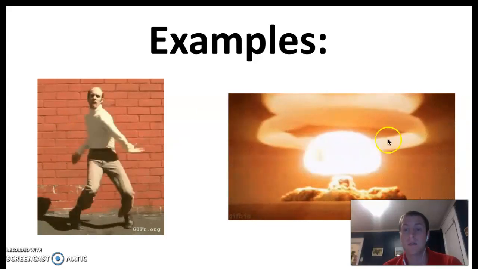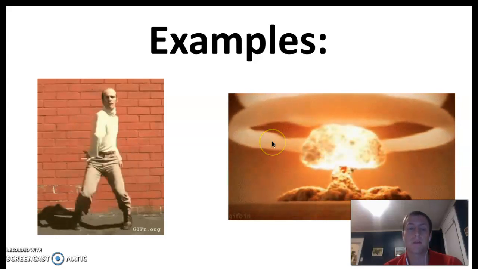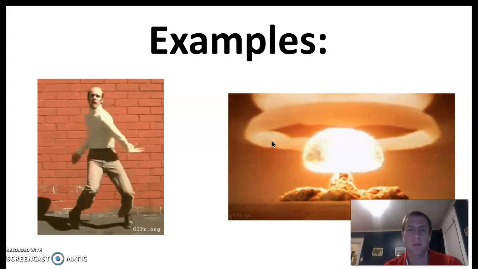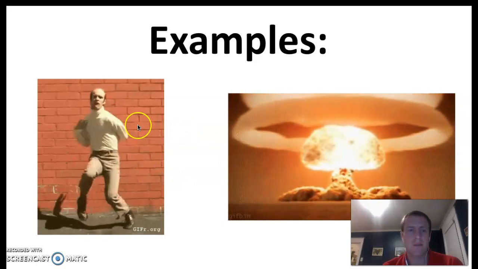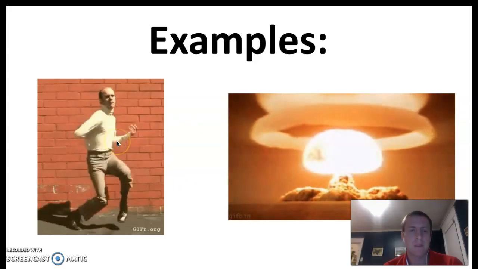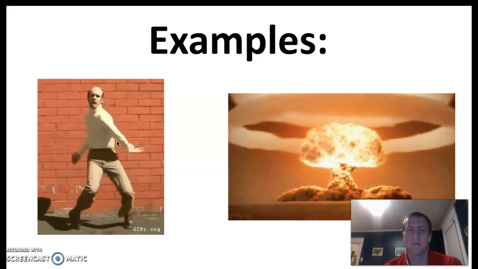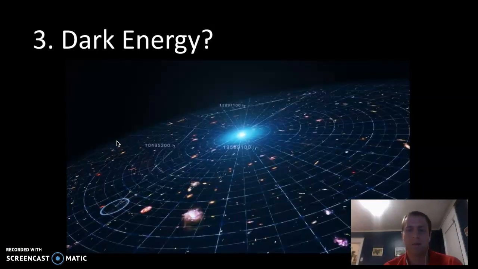Or if you're trying to create a huge explosion like this, lots and lots of energy. And if it's actively moving, once again, it's kinetic energy. And you have to say, well, where is he getting that energy from? He's getting that from stored up potential energy, probably from the food he ate earlier that day.